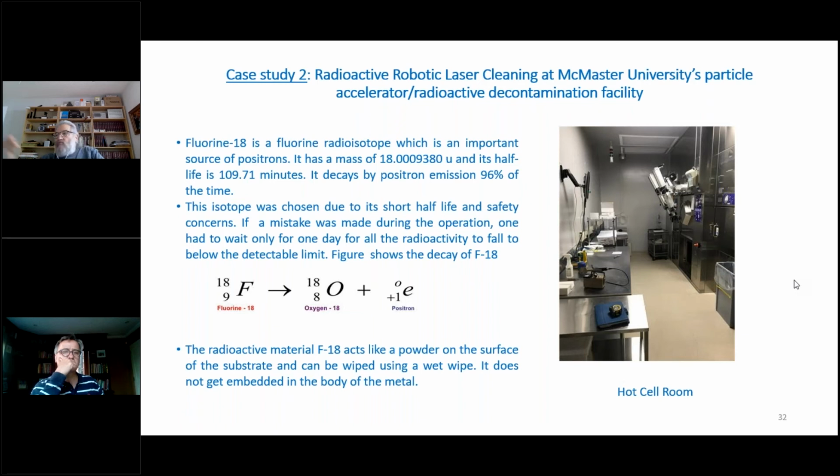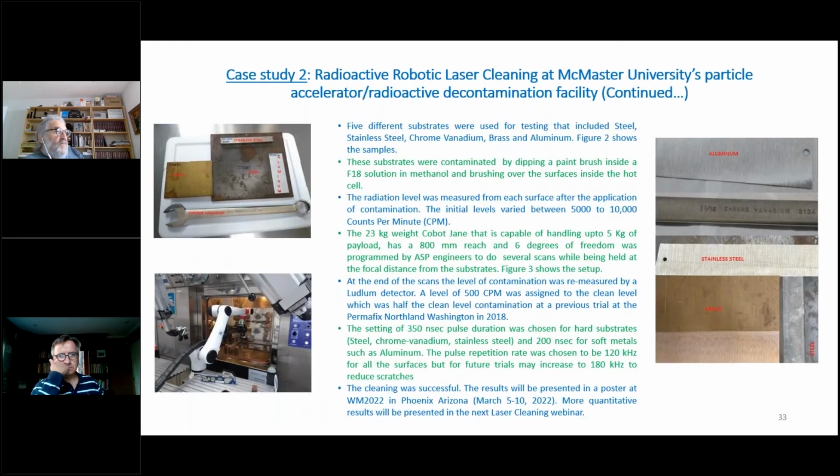The purpose was that if there is some error and a mess is created, you just have to wait for 24 hours for all of the radiation to decay. So there won't be any issues. This was created and put in a solution, I think a methanol solution, and it was applied to different metal surfaces by a paintbrush. Here you can see 5 different types of metals were used. Some of them were soft and some of them were hard. So we have brass, steel, stainless steel, aluminum, chrome, vanadium.